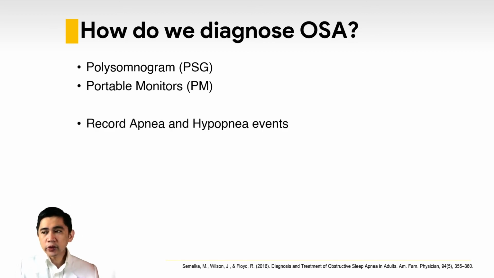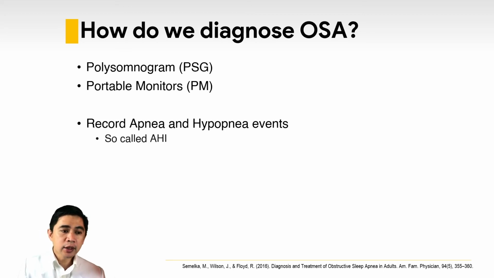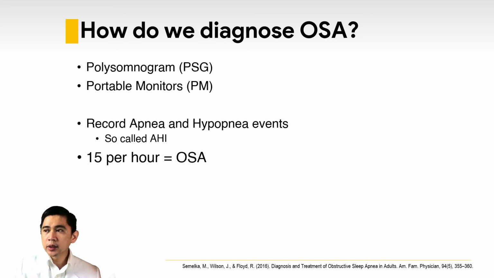So both of these look for apnea and hypopnea events. They record the apnea and hypopnea events. This is what we call the AHI, or the apnea hypopnea index. Both of these devices will record the number of apneas you have in an hour, and if you have 15 of these apnea and hypopnea events in an hour, you have OSA.